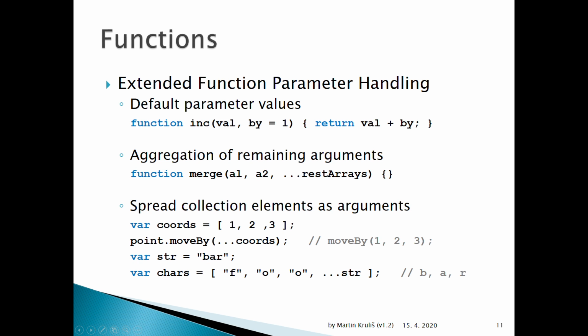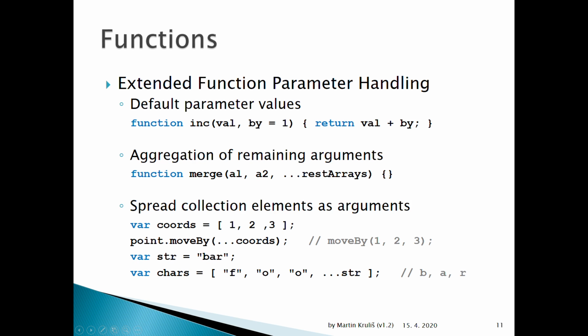Another thing is the aggregation of remaining arguments. As I've just said, the functions are still variadic. However, if we want to access the remaining arguments, there is an easier way now. We can use the rest operator here, the 3-dot operator, which aggregates all the remaining invocation arguments into an array. So basically, if I call the merge function with more than 2 arguments, then the remaining arguments will be aggregated in this array. If there are only 2 arguments, the rest array will be an empty array.